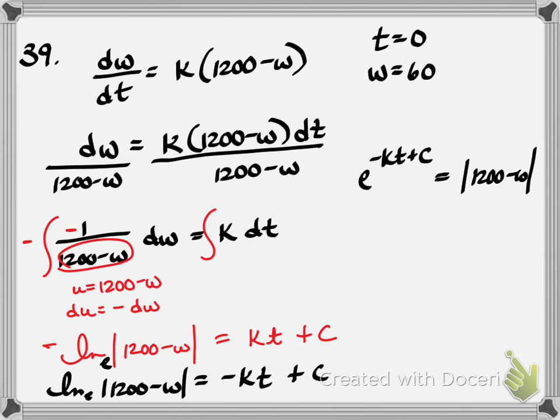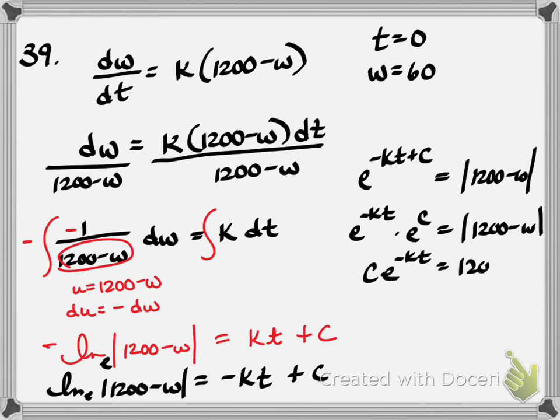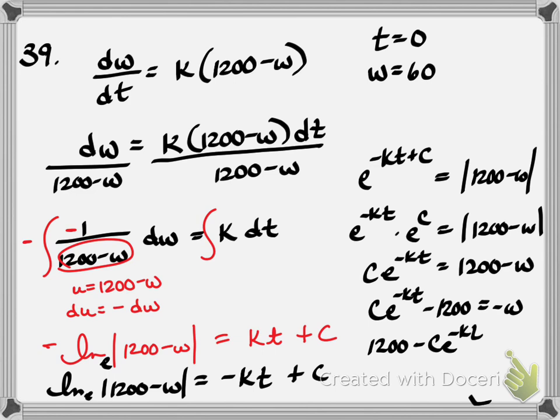And let's do that little separation thing. So that means e to the negative kt times e to the c is 1200 - w. e to the c is c, so c e to the negative kt is 1200 - w. So I can drop the bars because c can be positive or negative. So c e to the negative kt - 1200 is negative w. So 1200 - c e to the negative kt is positive w. So I just did a little switch in the order and change signs there. So that's my weight equation.